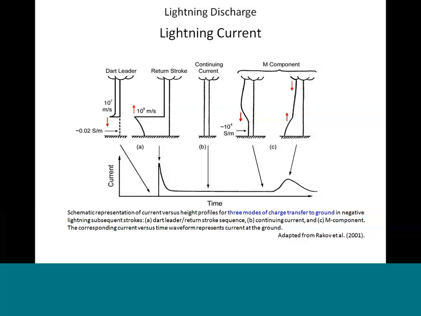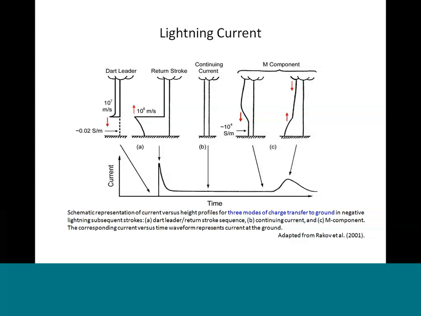If we want to look at what's happening from the current point of view, because what is really important for lightning, if we want to consider, for example, direct effects or indirect effects, is that one of the most important parts is the currents. The dart leader moves at about 1/10 of the speed of light, and essentially we can neglect the current related to it. Before that we had the step leader and the first return stroke.